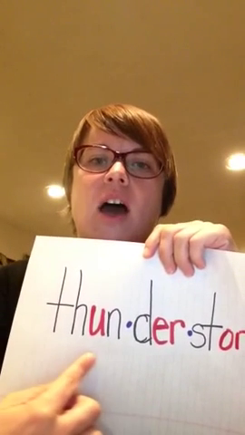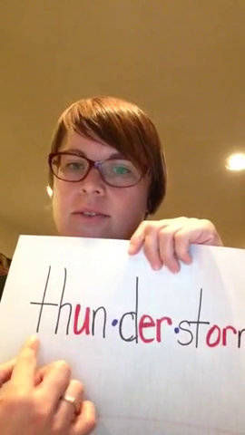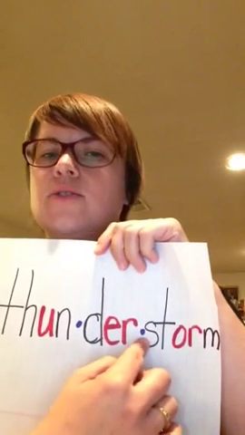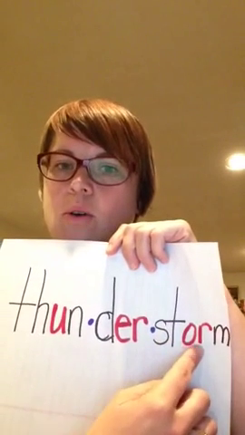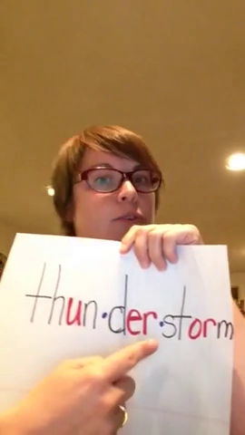So let's take a look at this. Fun. There's the vowel. Fun. And that's one syllable. One vowel sound, one syllable. Der. Do you see? There's that R-controlled vowel. So fun, der. Syllable 1, syllable 2, and here's the third syllable. Storm. Here we go. There's that or. Storm. R-controlled vowel or. 1, 2, 3 vowel sounds. 1, 2, 3 syllables. Are you ready for the next one?